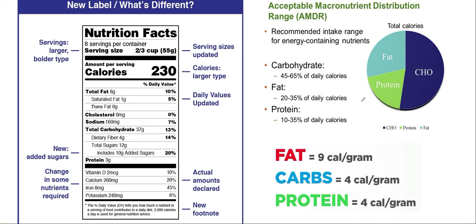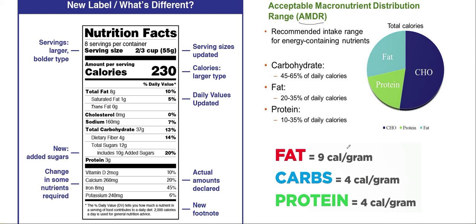If you are into things like the ketogenic diet, you will probably have different distributions that will downplay carbs, for instance, and increase the amount of calories you get from fat. But this is just the AMDR that the government has decreed. And this is also based on the idea that for fats we get 9 calories per gram, and for carbs and protein, we get 4 calories per gram.